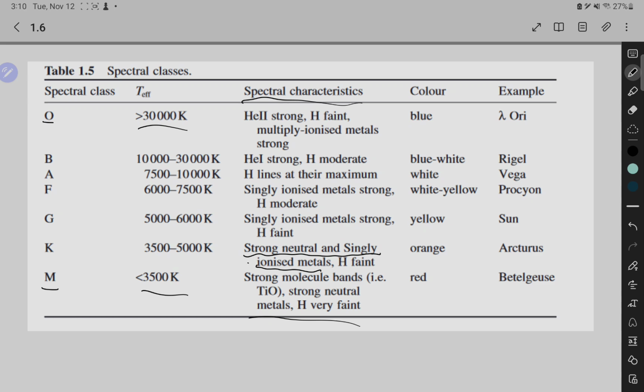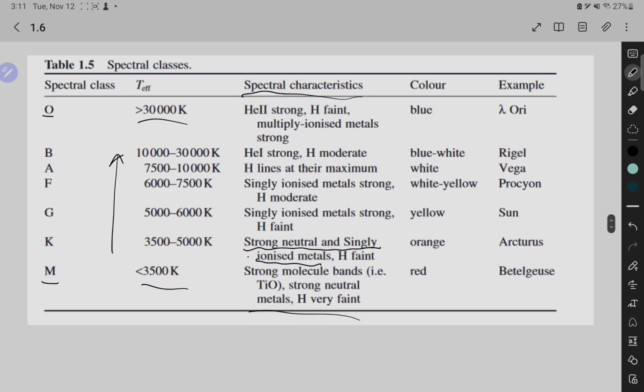What this means is that when the temperature is higher, there's more energy, and that higher temperature can ionize metals, now singly ionized. So take one electron away from these metals, right? And then hydrogen is still faint here because the temperature is still not high enough for hydrogen to ionize. And then as it gets higher and higher, let's say we talk about an A-type star, you can see hydrogen lines at their maximum.